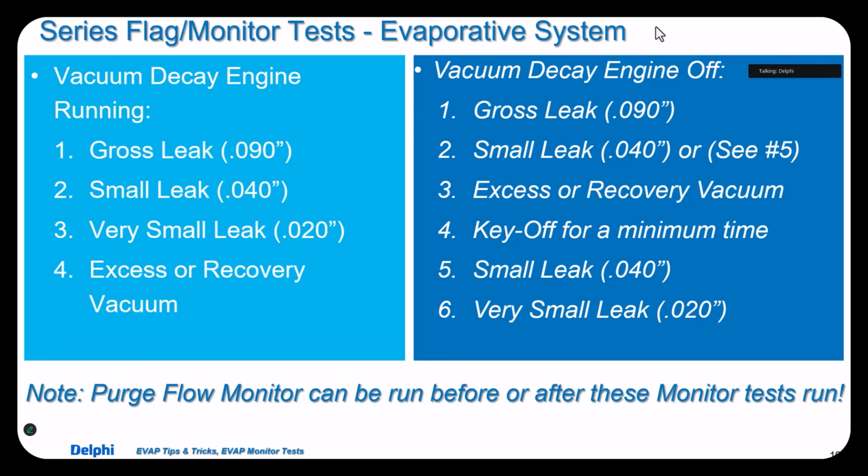Well, think of this. When you're running vacuum decay EVAP monitor, what's happening here is you are going from running the gross leak test, which I don't like that word, but let's say the large leak test, to the small leak, to the very small leak, to the excess vacuum in that order. It's a sequence. If it's interrupted anywhere and you've only run the gross leak test and then you change your driving habits or shut the car off, you ran one of the tests, but you didn't complete them all.